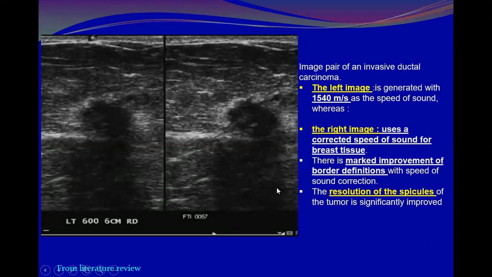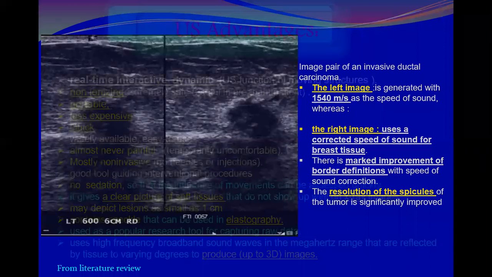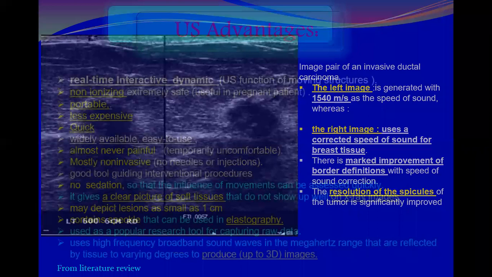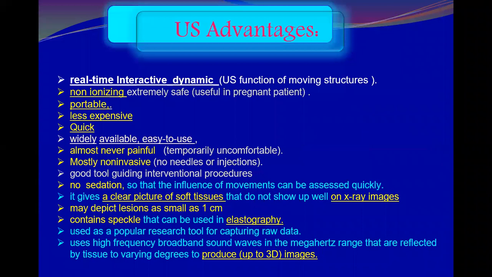But this one uses new machines with corrected speed of sound for breast tissue. It gives a very accurate, high resolution image, with good delineation of lesion borders and resolution even of the fine spicules. Okay, we have almost gone through the modern ultrasound facilities, and let us go to the next step.